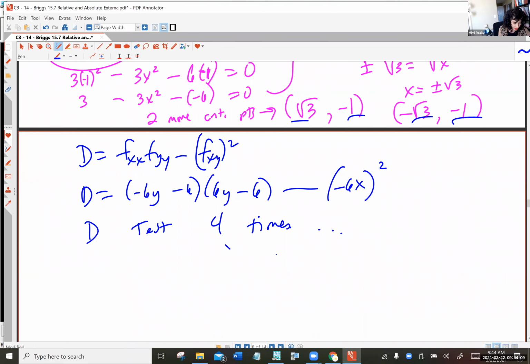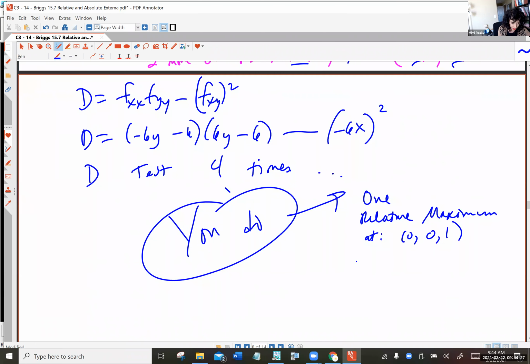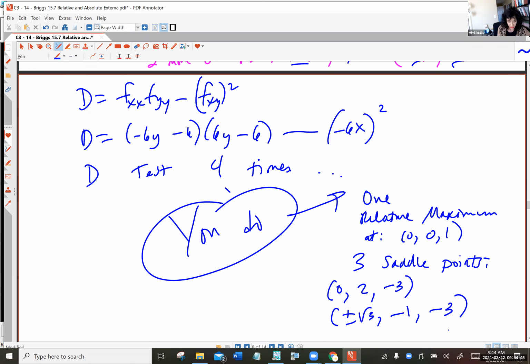So the final answer, I'll let you do all this. And here's what the final answer should be. You have one relative maximum at the point (0, 0, 1). And then you have 3, count them, 3 saddle points. Is that even possible? Oh, yeah. And the ordered triples are (0, 2, -3). And then those other guys that had plus or minus square root of 3, they all had the same z coordinate. So that gives you the ordered triples for the saddle points there.